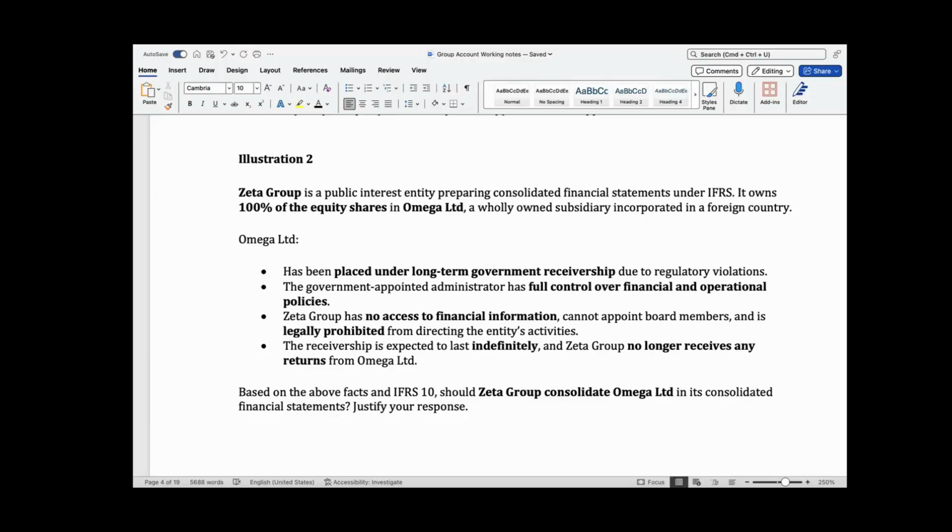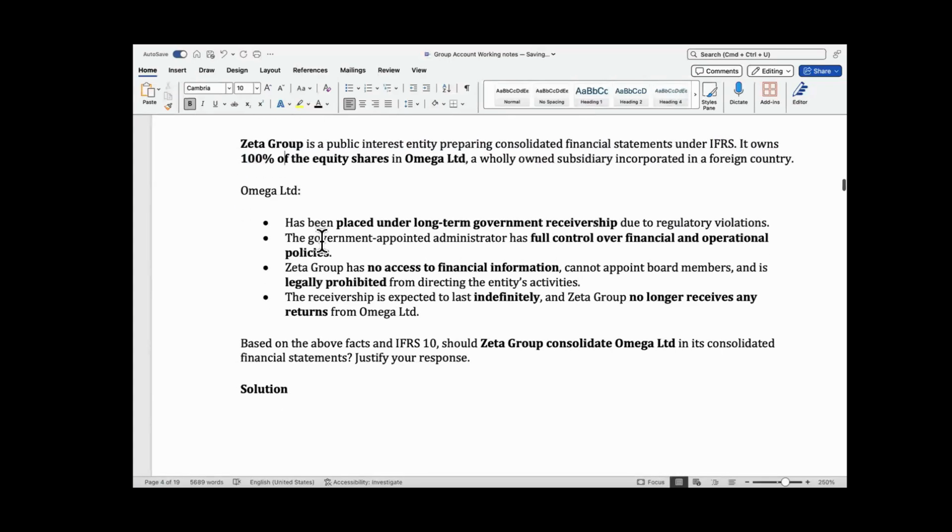Based on the above facts and IFRS 10, should Zeta Group consolidate Omega Limited in its consolidated financial statements? Justify your response. I'm sure everybody here in this class knows the answer. Because even though Zeta owns 100% of Omega, unfortunately, Omega has been placed under receivership due to regulatory violation. Now, they have appointed an administrator that has full control over financial and operating policies. Zeta does not have financial information. It does not appoint board members. In fact, it is legally prohibited to direct the entity's activities. And unfortunately for Zeta, this receivership will last indefinitely. It even no longer receives returns. What a wasteful investment.